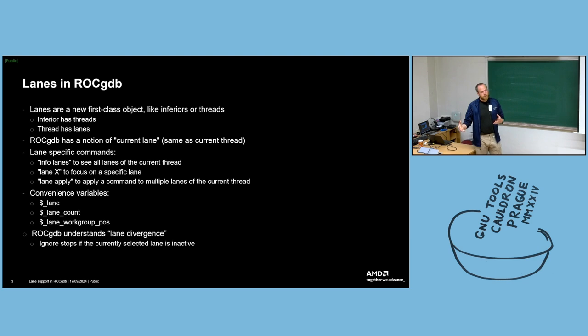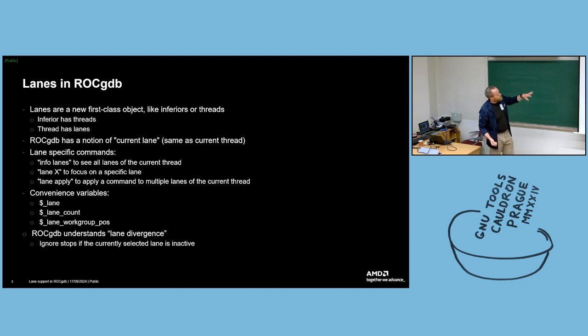And we do have the same concept of the current lane. On that subject, I think most of it works pretty much the same as in the Intel case. When you hit a breakpoint, that selects the thread, and usually it selects the first active lane. That's pretty much the same way it works when you select an inferior; by default, if you don't specify anything, you get the first thread. We also have a couple of convenience variables: $_lane is the current lane number, and another gives you the number of lanes.